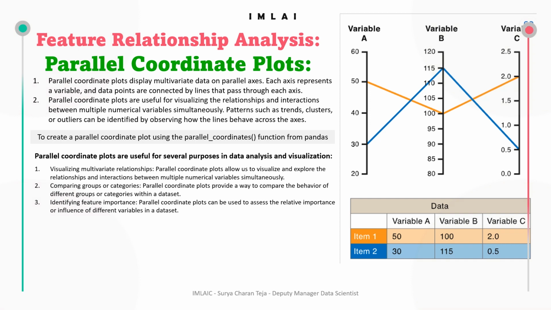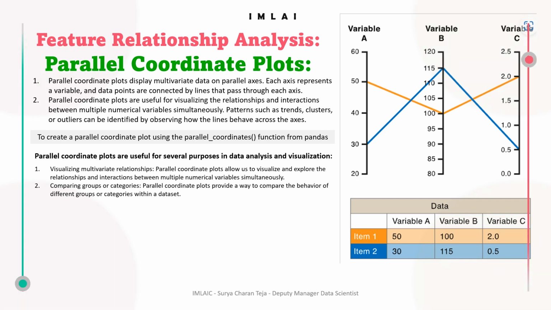So next what we have here is comparing groups or categories. Parallel coordinate plots provide a way to compare the behavior of different groups or categories within a data set. By assigning different colors or line styles to different groups, we can easily differentiate and compare their patterns on the parallel axes. So this can help identify differences or similarities between groups and understand how the features contribute to those differences.